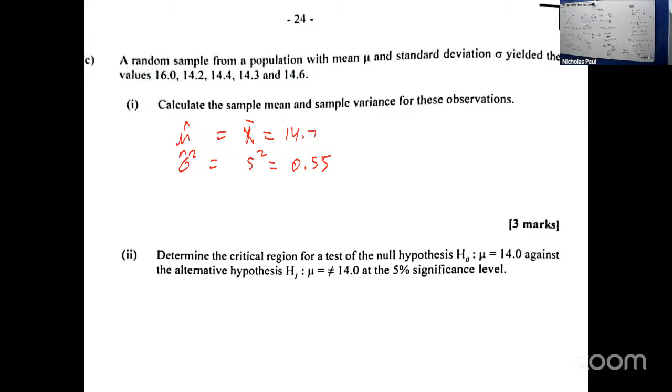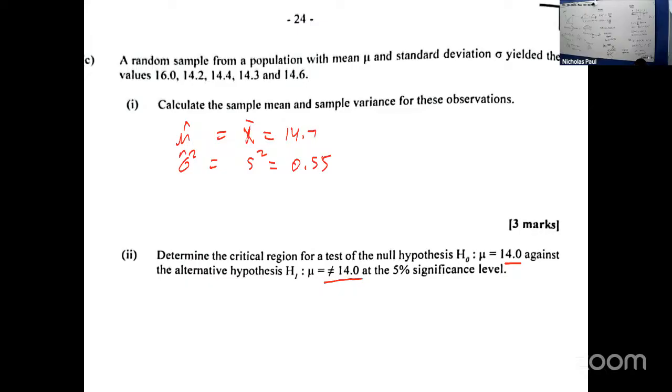Right, determine the critical region for a test. They give you the null hypothesis as mu equals 14, and the alternative is mu not equal to 14. What type of test is this? Yeah, two-tailed test. And a t-test, right? I'm just making sure that part 2 links to part C. So it's a t-test. Okay? It's a two-tailed t-test.